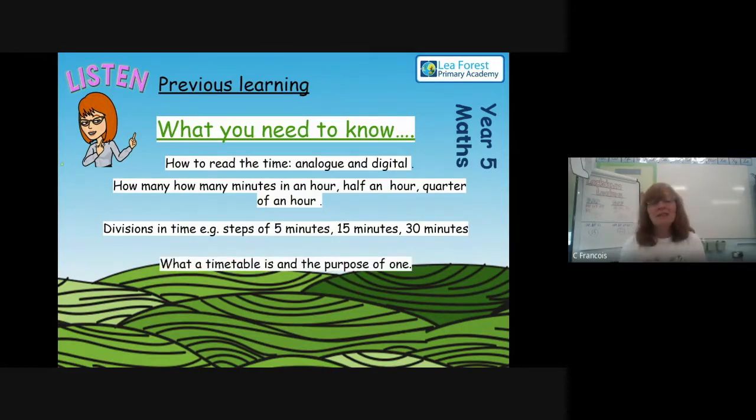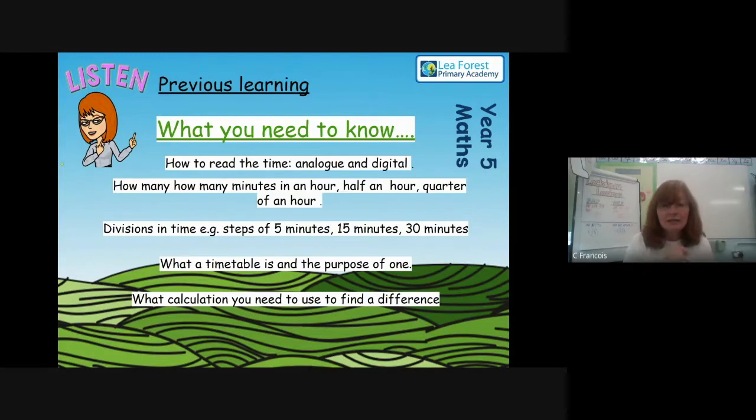What a timetable is and the purpose of one. Why do we have them? Why do we need them? What service and what purpose do they have for us? And what calculation you need to use to find a difference. So a difference is very, very important.